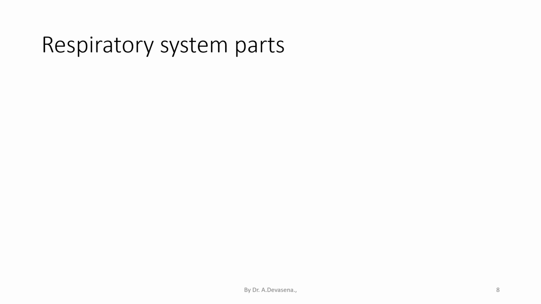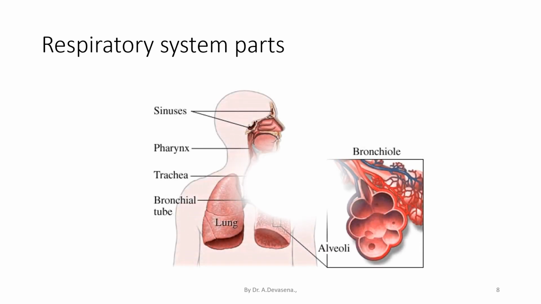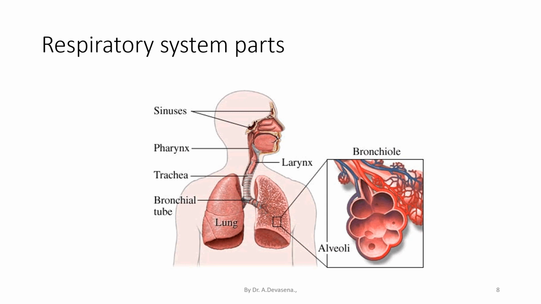Let's see the respiratory system parts. The respiratory system starts from the sinuses. It is indicated here. The sinuses are placed near the forehead. Followed by the sinus, we have the pharynx. After the pharynx, we have the larynx. Then we have the trachea. Followed by the trachea, the bronchial tube. The bronchial tube ends with bronchioles and we have alveoli.